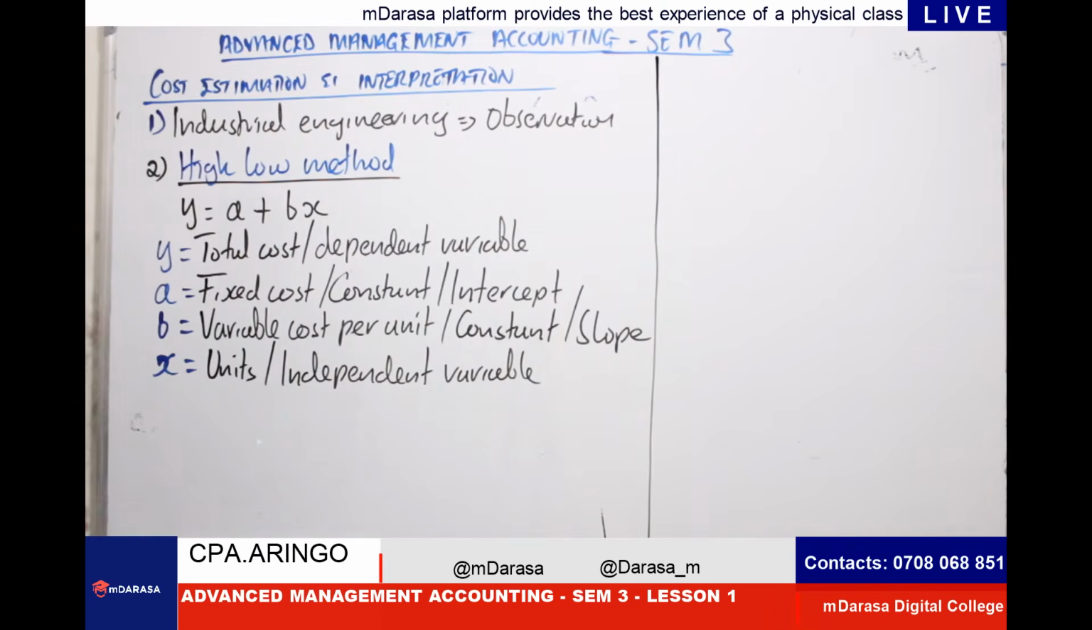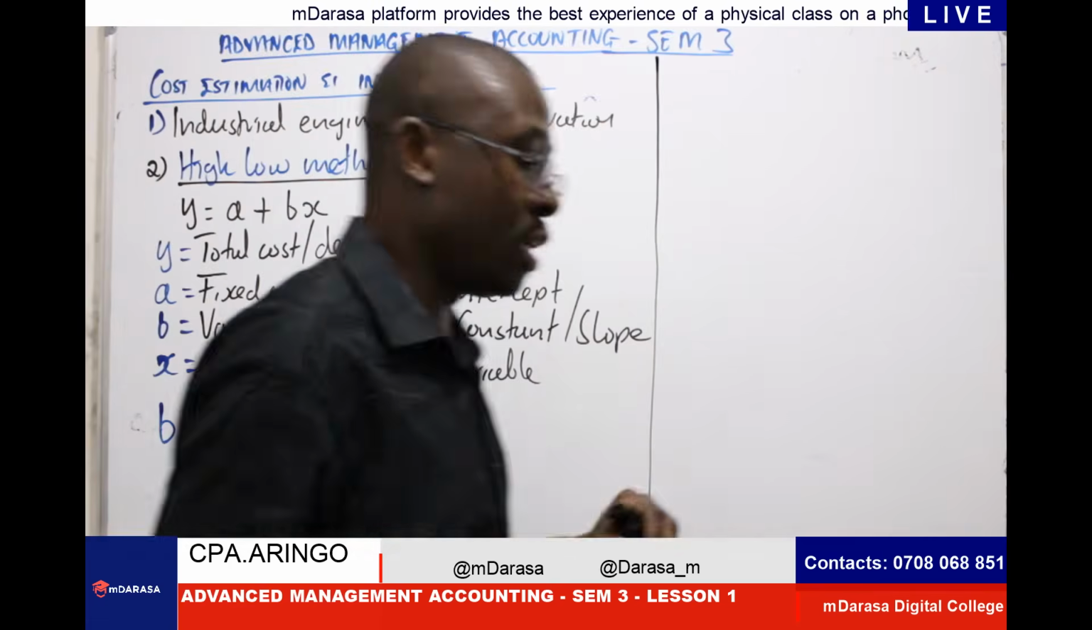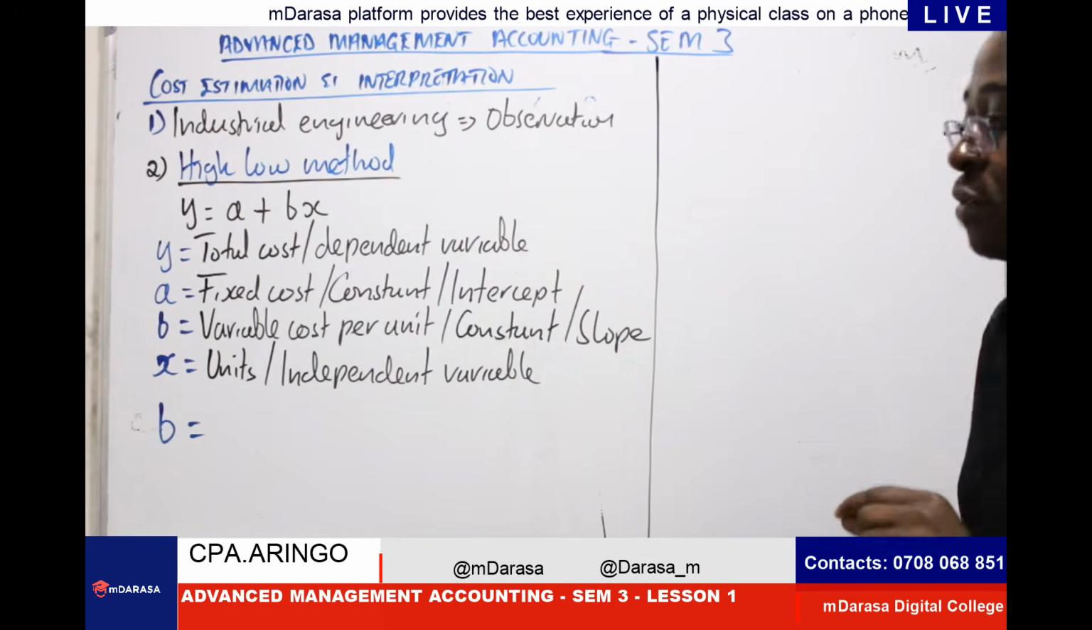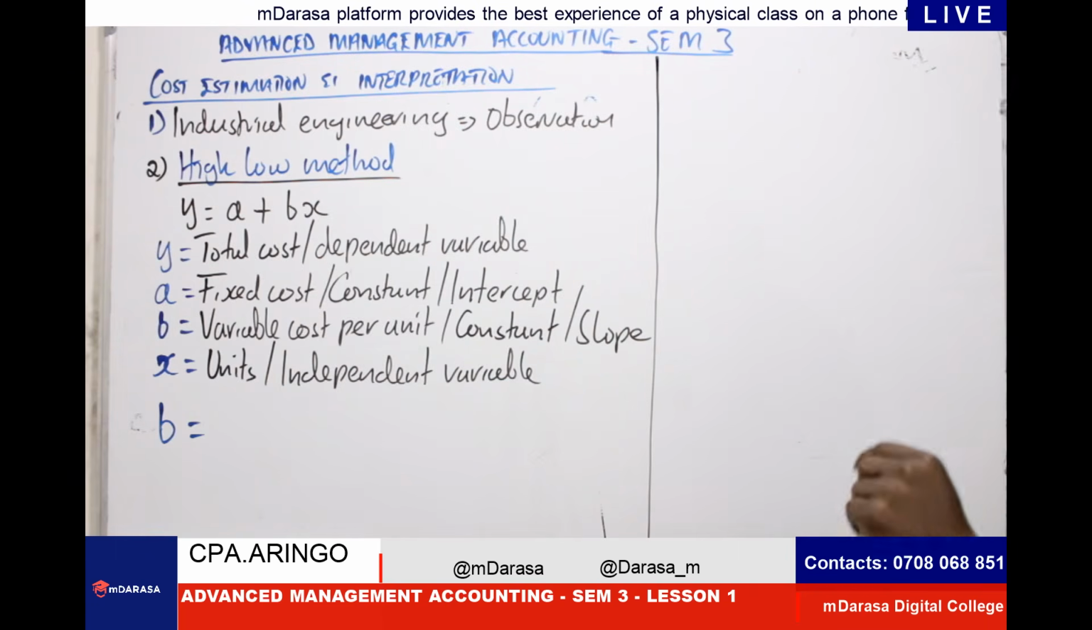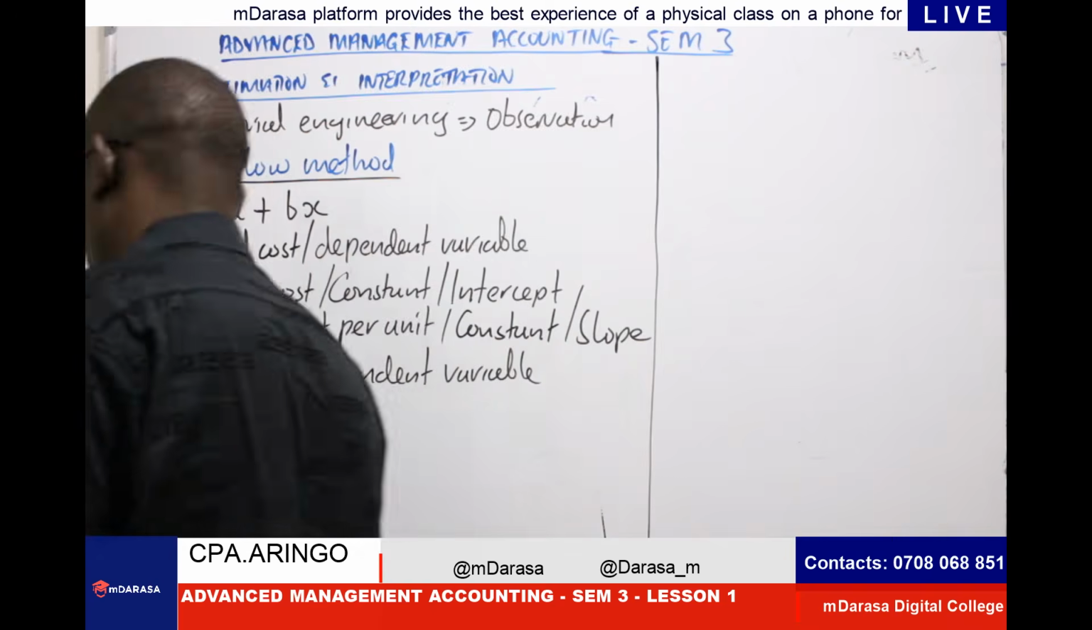So our key element, and that is what will distinguish this method from all other methods, is for us to determine the value of B. Once you know how to determine the value of B, there is no challenge you will ever find difficult to handle. So how will you identify the value of B?